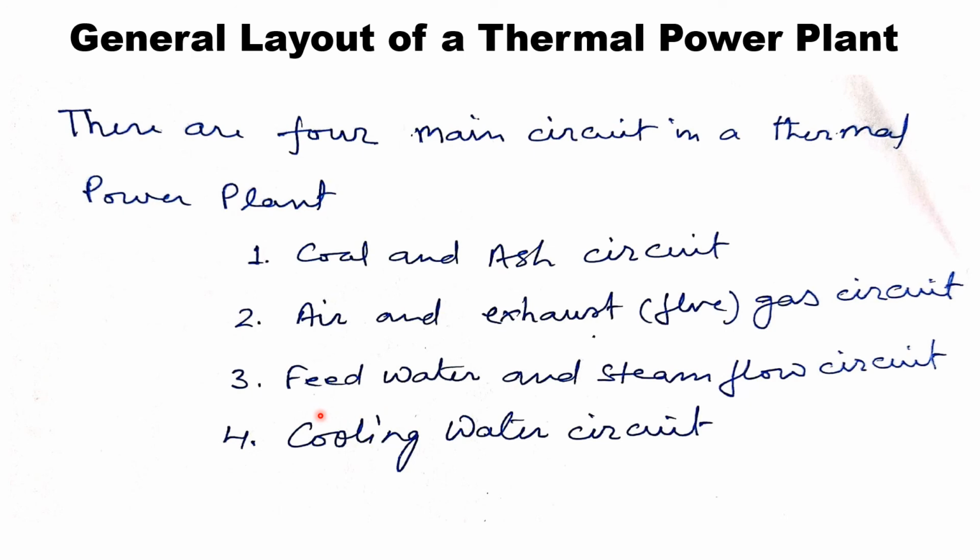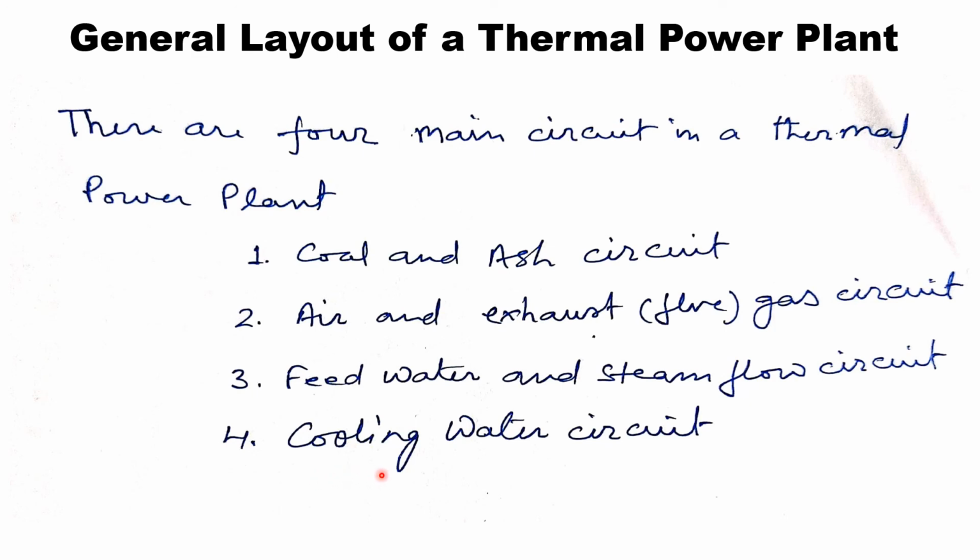Third circuit is feed water and steam flow circuit. We generate steam in the boiler. So to generate the steam, we need water, and the steam goes to the turbine for producing the useful work output. So third circuit is feed water and steam flow circuit.